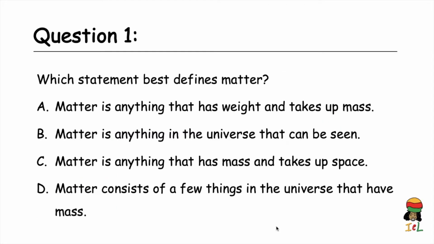Question 1. Which statement best defines matter? A. Matter is anything that has weight and takes up mass. B. Matter is anything in the universe that is visible. C. Matter is anything that has mass and takes up space. D. Matter consists of a few things in the universe that have mass.